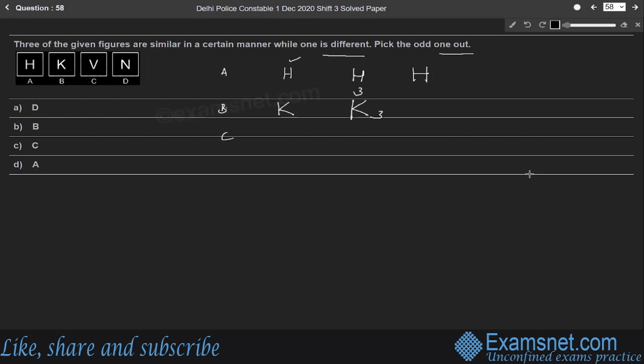Whereas C is V. So here the number of lines required is only 2. Whereas figure D is N. So to write N, we need again 3 lines. Therefore, option, yeah, C, that is figure C, which is V. So the number of lines required is only 2. Therefore, option C, that is figure C, is the odd one, right?